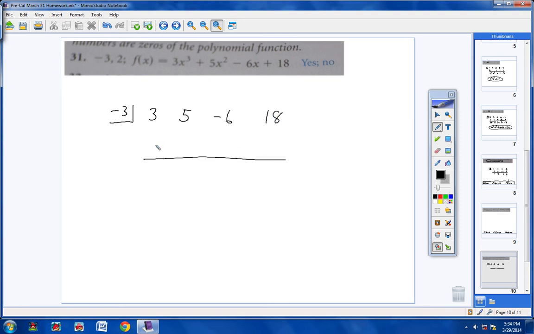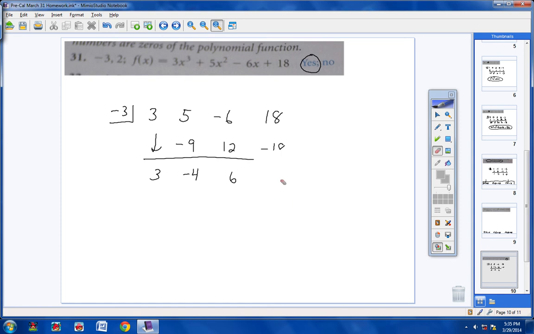And here we go. Bring your first number down. Multiply -3 and 3 is -9. Combine, you get a -4. -3 times 4 is 12. Combine, you get 6. -3 times 6 is -18. Combine, and you get out a 0. So when you put -3 in, you got out a 0. So is -3 a 0? Yes, it is.